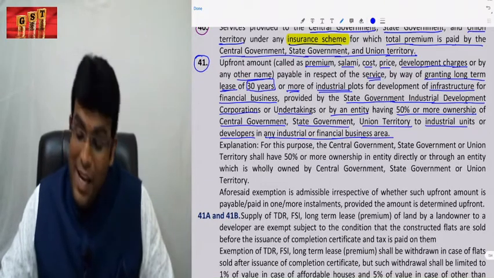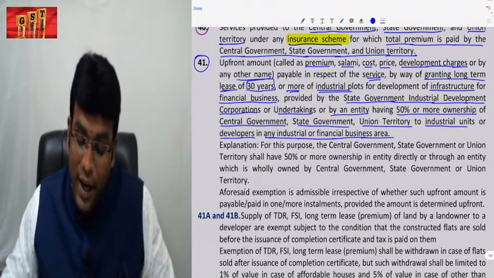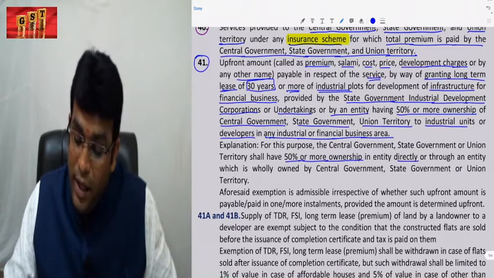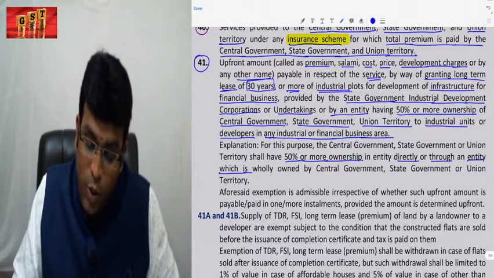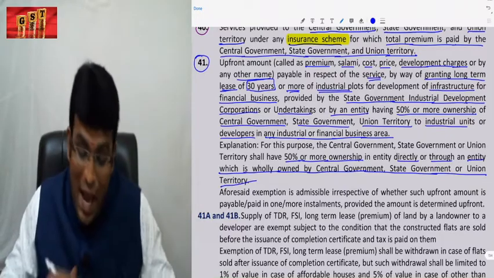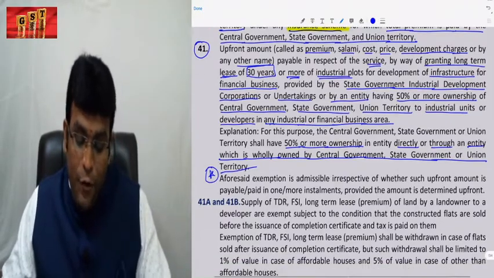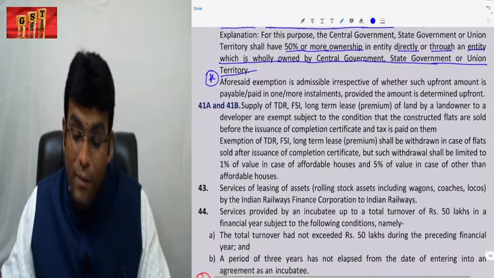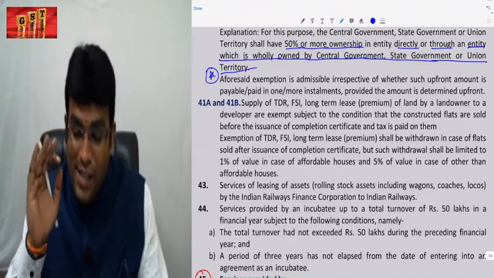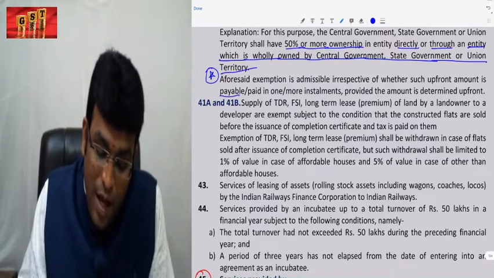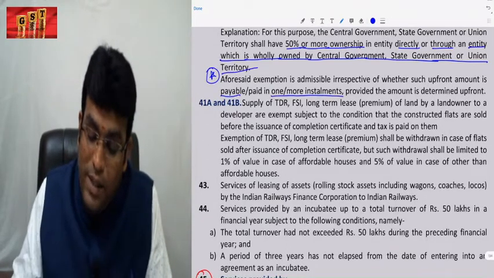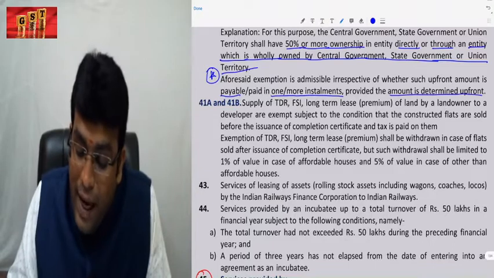And for this purpose, central government, state government, or union territory shall have 50% or more ownership in an entity directly or through an entity which is wholly owned by central government, state government or union territory. Clear, friends? And one special point you see below: the aforesaid exemption is admissible irrespective of whether such upfront amount is payable or paid in one or more installments, provided the amount is determined upfront.